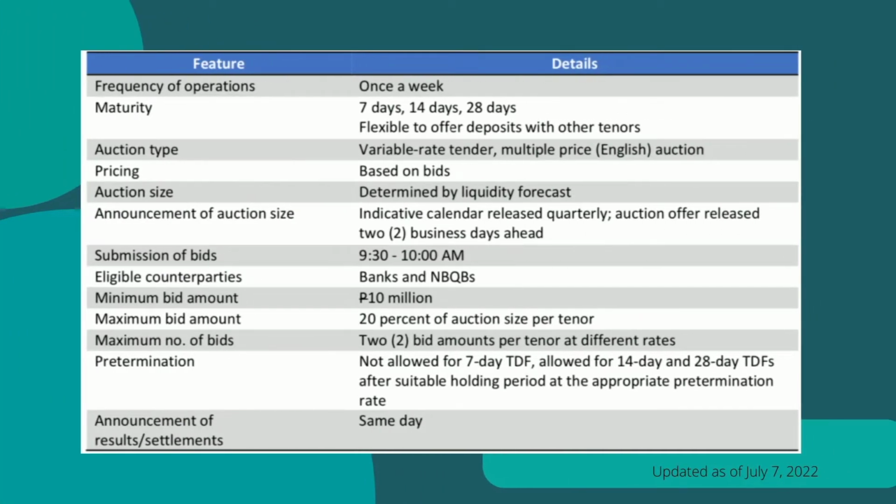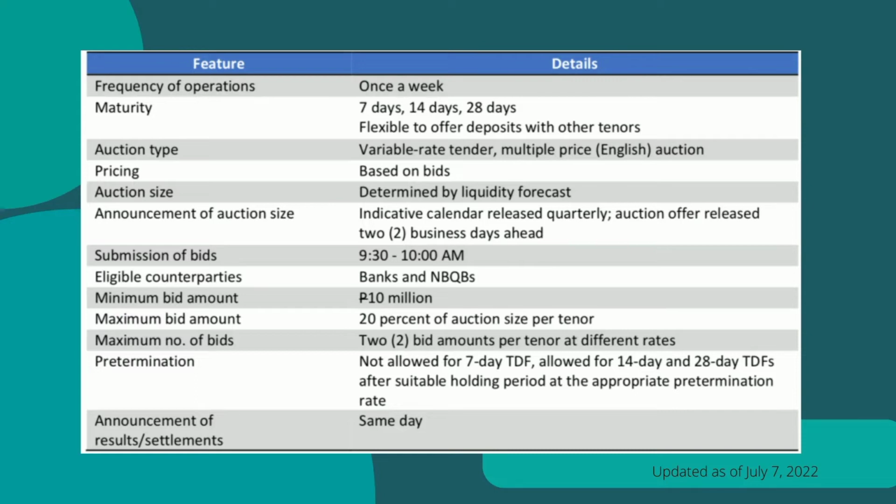Shown are the features of the term deposit facility. So, the frequency of operations is once a week and it happens every Wednesday. The Bangko Sentral ng Pilipinas also offers 3 tenors of TDF and these are 7 days, 14 days, and 28 days. So, initially, BSP only offered the 7-day and 28-day tenors, but BSP offered the 14-day tenor on February 14, 2018 because of the strong interest of counterparties.